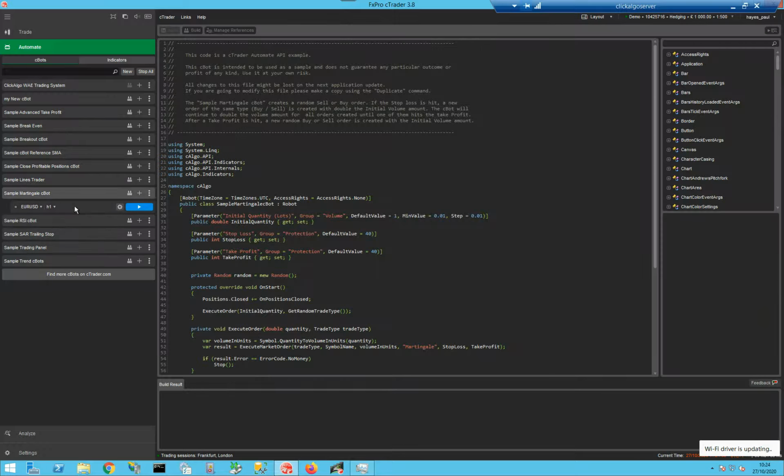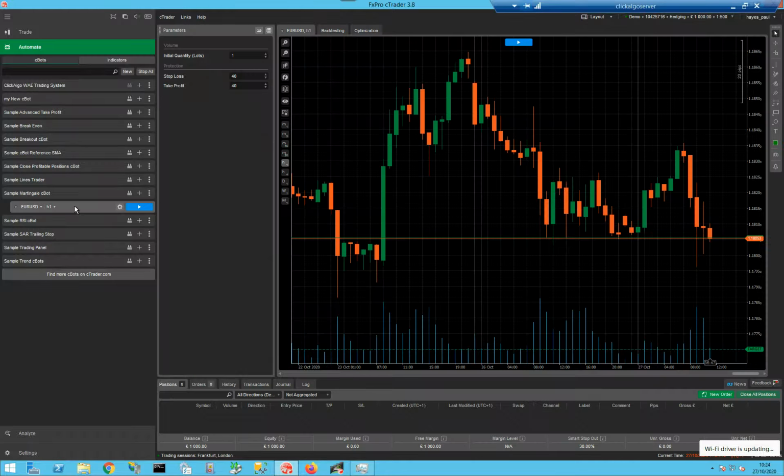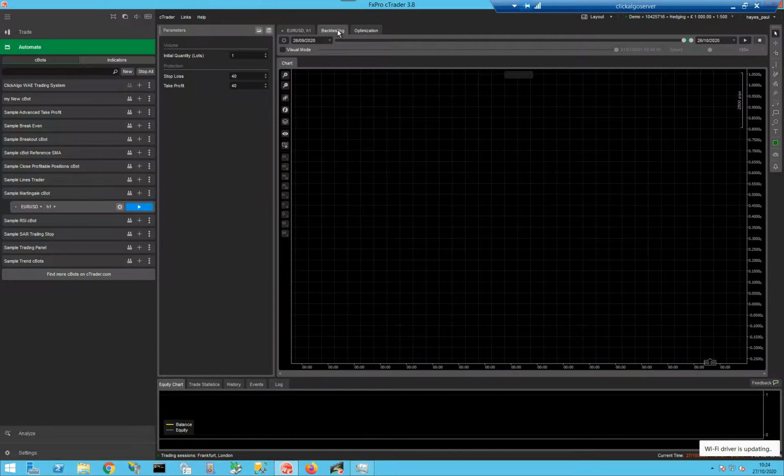I'll go into that in more detail later on about running a robot, but this video is just going to be for backtesting. So when you highlight the cBot instance that you've just run, you're just showing the manual trading chart at the moment, or the chart that would be used for automated trading. You click on the backtest tab at the top here. That takes you to the backtest part of the platform.